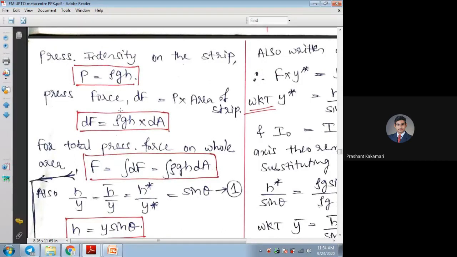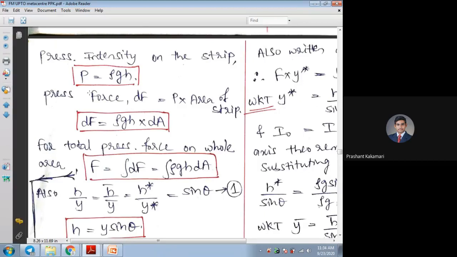And similarly, I can write P as force per unit area, that is force by area. So for a given small area, I can write dF equal to pressure into area. What is that pressure? Rho gh into the area of the strip. That is dF equal to rho gh into dA. What we have done? Again, we have started with the hydrostatic law only. Hydrostatic law is different from hydrostatic forces on the submerged surface.